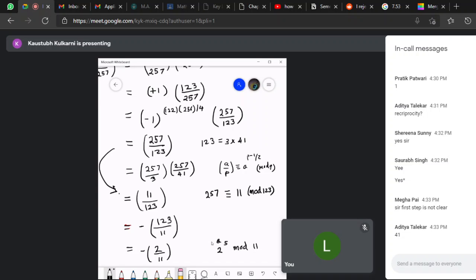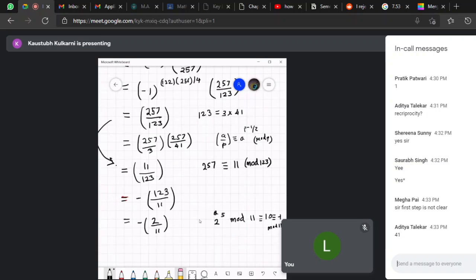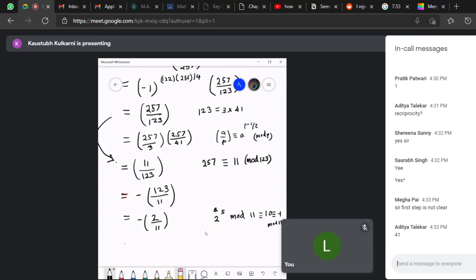32 mod 11 is actually 10, but now we want it in terms of either -1 or +1. So I can say it is congruent to -1 mod 11. Therefore, it is equal to minus of -1, which is equal to +1. So ultimately your answer is +1.